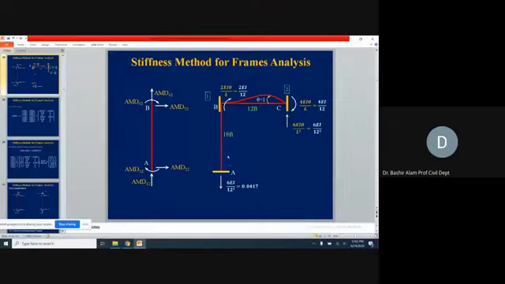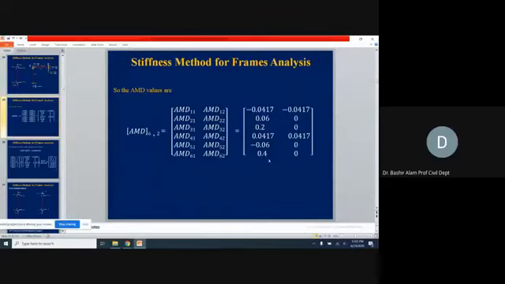This is not for member AB. So this moment here, corresponding moment to AMD 6, 2 is equal to 0. So we put this equal to 0. And this way we complete this diagram for member AB.